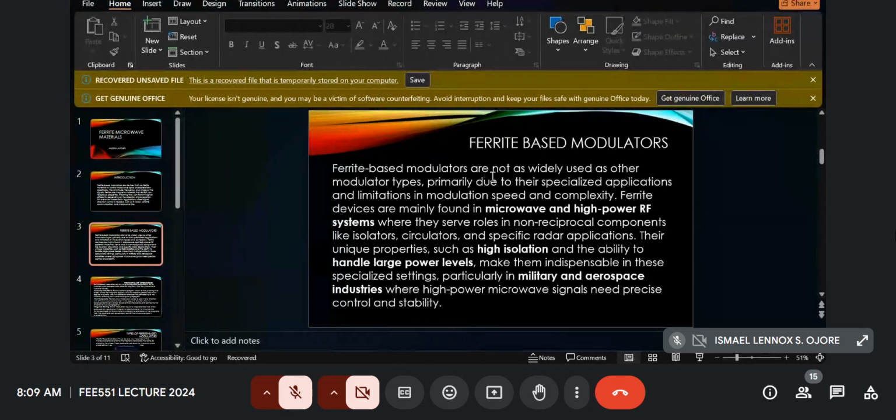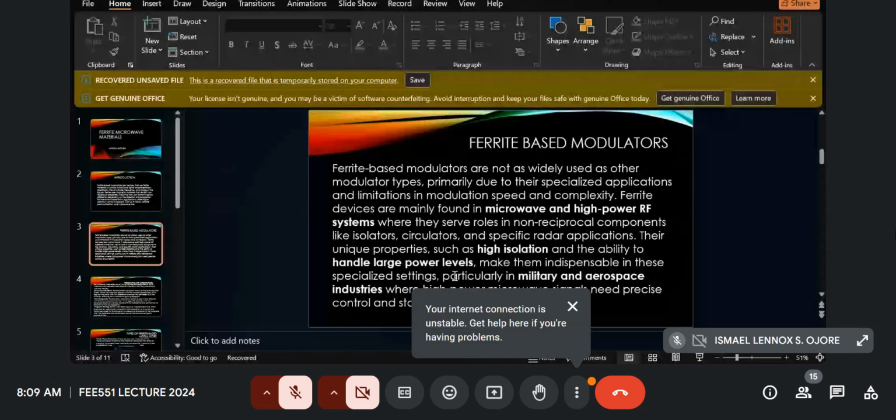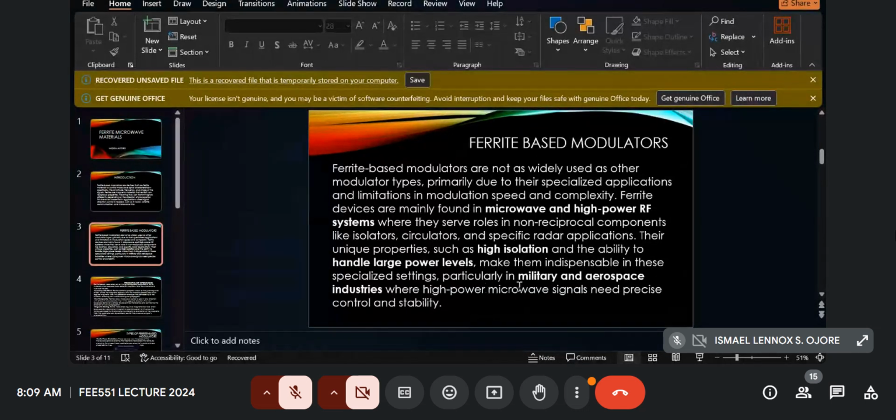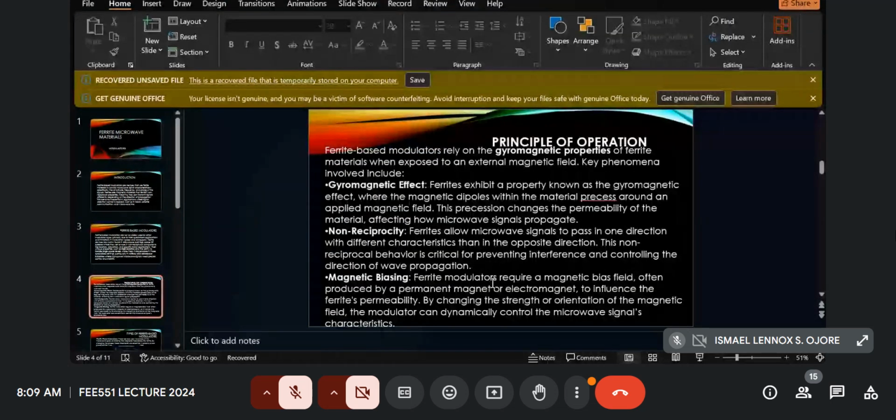So ferrite-based modulators are widely used modulator types. This is because of their high power, high isolation, and the ability to hold large power levels, making them suitable for applications mostly in military and aerospace industries. Their principle of operation, they rely on the gyromagnetic properties of ferrites.